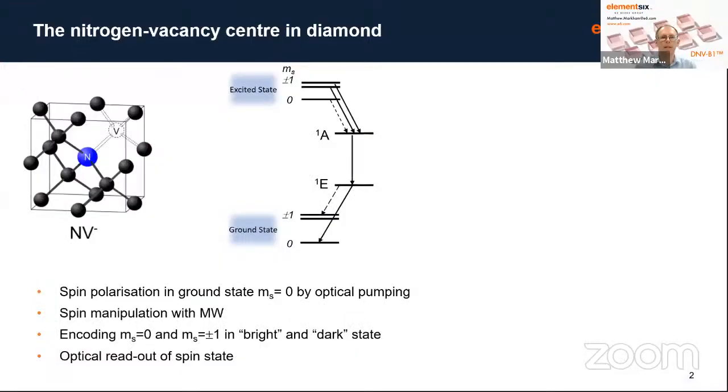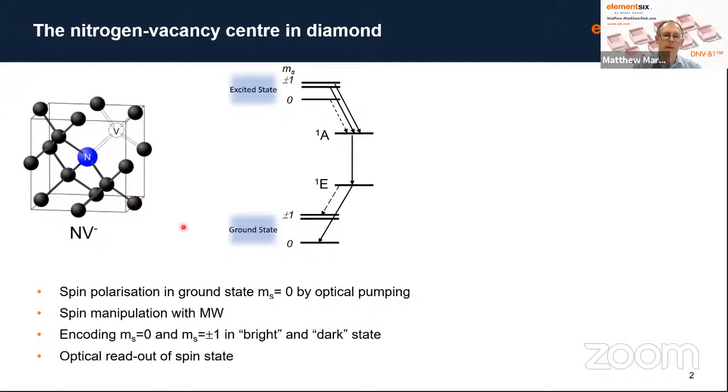Okay, so the NV defect, nitrogen-vacancy defect in diamond. First of all, what is it? It basically consists of a nitrogen in the crystal lattice next to a vacancy, or a gap in the lattice, forming this NV defect. It's a particular charge state that you're interested in, the negative charge state of the NV defect. The neutral charge state is also a stable charge state.